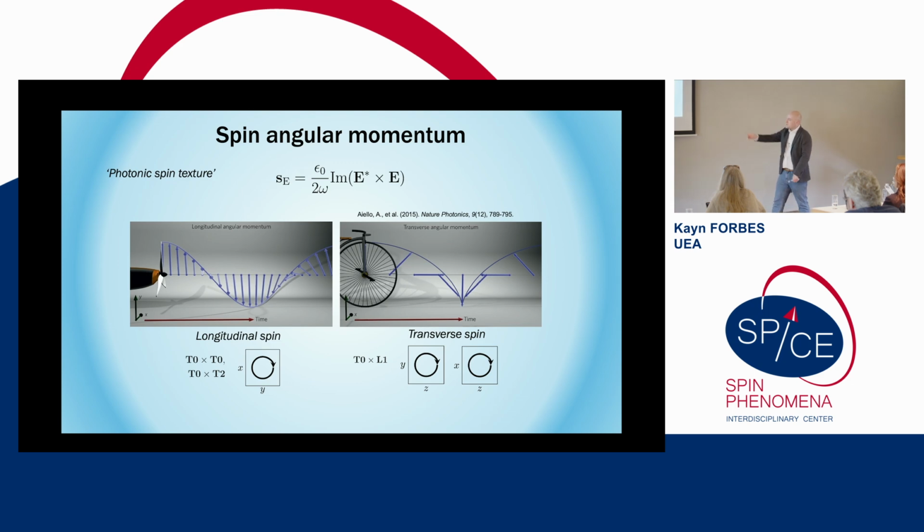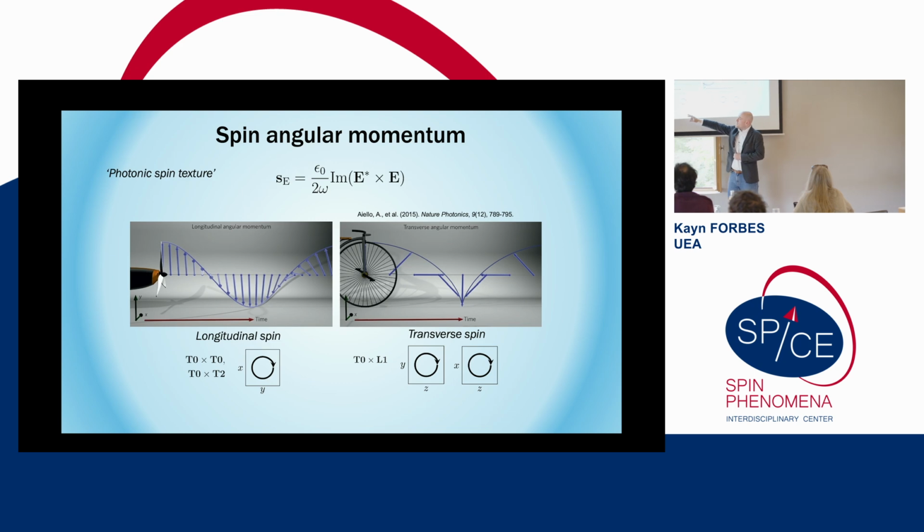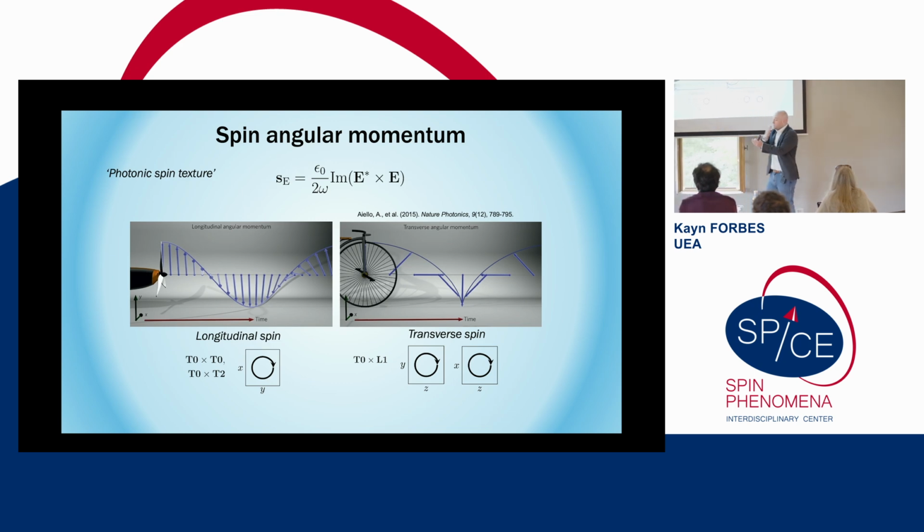Okay, and we can liken it to this aeroplane propeller. But we've seen we've got this higher order field structure for our focused beams, and so we can expect a higher order longitudinal spin from the T0 and the T2 field, because they're both in the transverse plane.